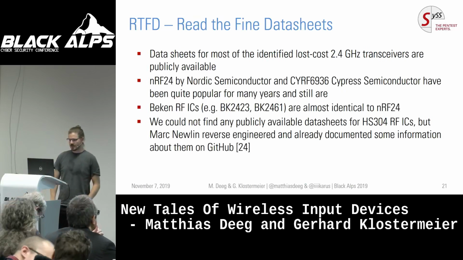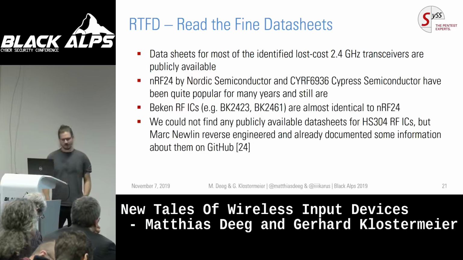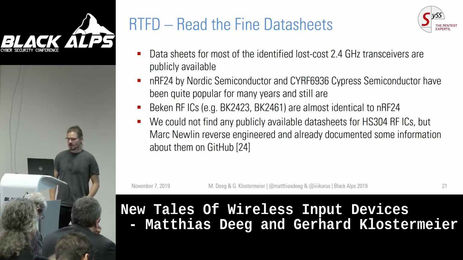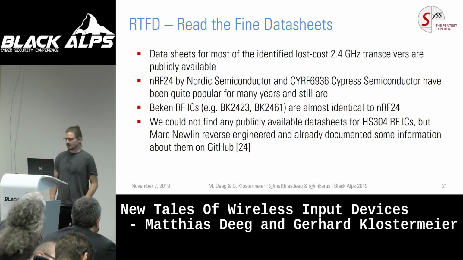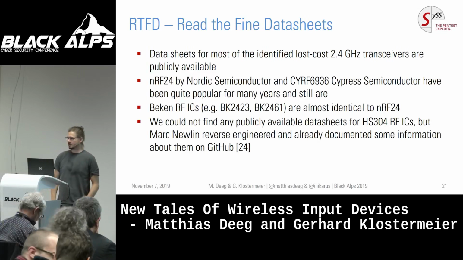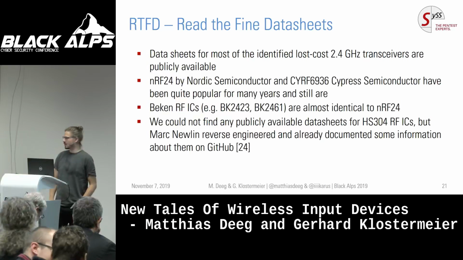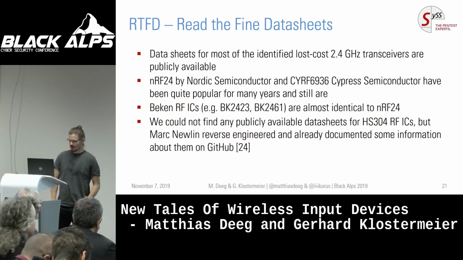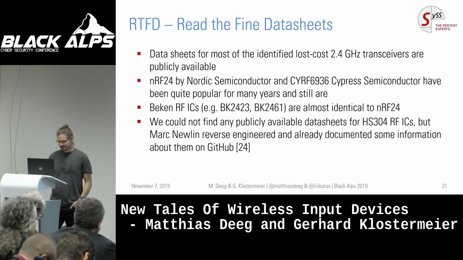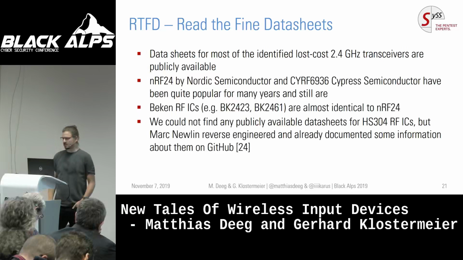In some other cases, like the Beken RF chip, we got lucky as well. It is a completely different vendor, but the chip is basically a clone of the NRF24 chip, so a lot of the knowledge you gained before you can apply to these chips. And in some cases, like the HS304 chips, there was no datasheet online.